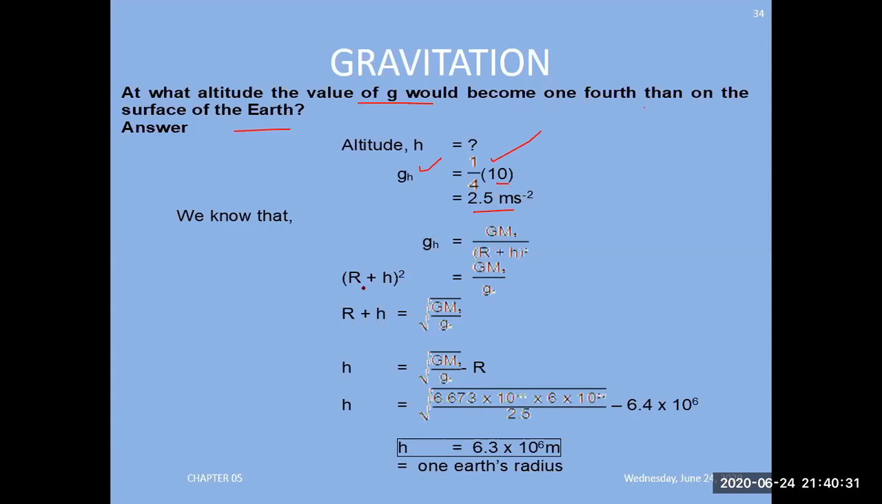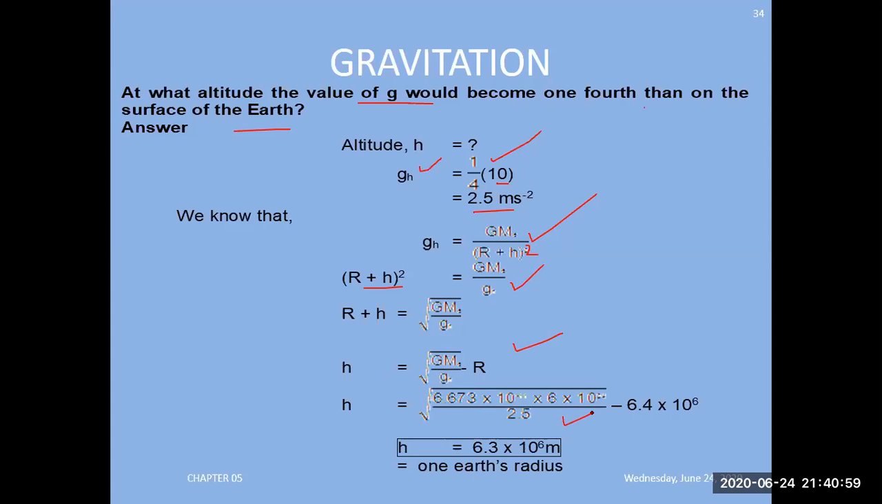So R plus h whole square is equal to GM divided by g. So this is the formula. You have simplified it, taking the value of g at altitude h. So this was the formula to calculate the value of g at altitude h above the surface of the Earth. After putting all values, you are calculating the value of g at a certain height.